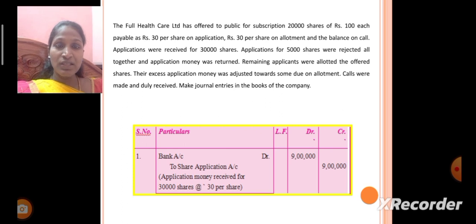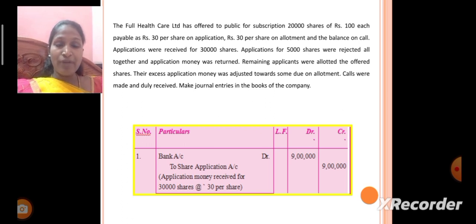So here the pro rata allotment is made. That is, the company issued 20,000 shares but the public applied for 30,000 shares. The excess 10,000 shares, the company adjusted 5,000 shares and rejected 5,000 shares and returned the application money. So let's see the entries to be made by the company.